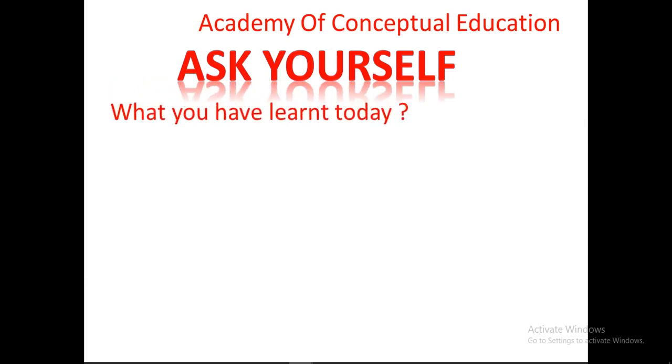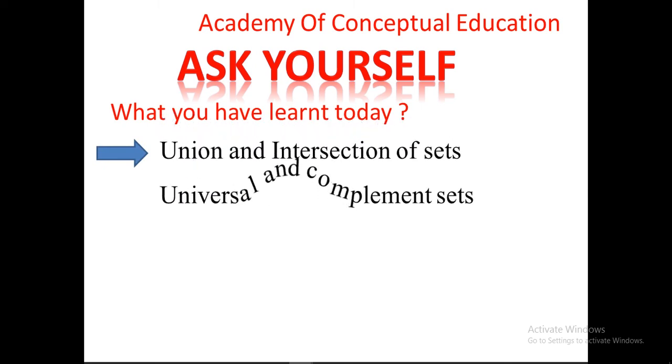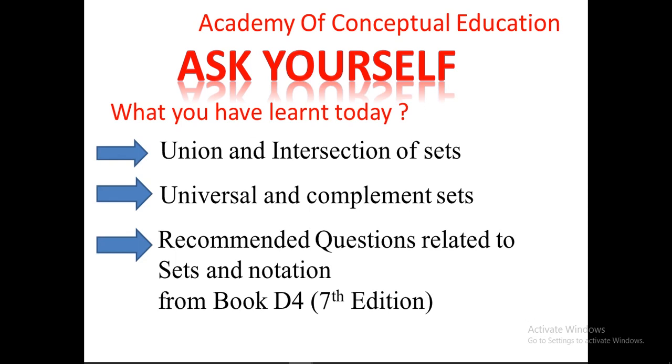At the end of each lesson, each video, we must ask ourselves a few questions about what we have learned today. We have learned the union and intersection of sets, and then we discussed how to find the number of elements of A union B if there is a disjoint set or an intersecting set. Then we discussed the concept of universal and complement sets, and at the end I recommended a few questions from the book D4 7th edition related to sets and set language and notation.